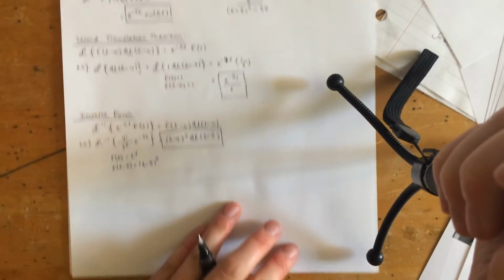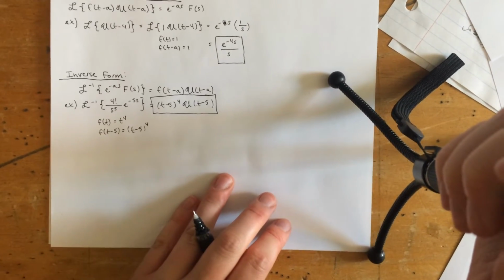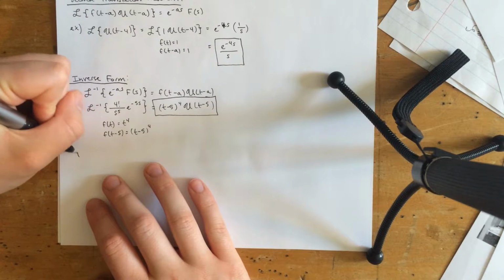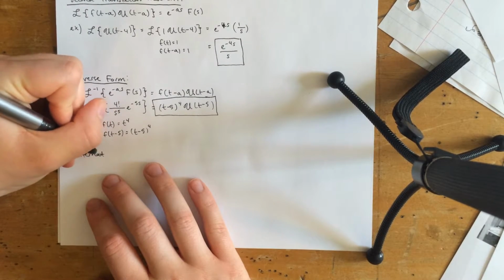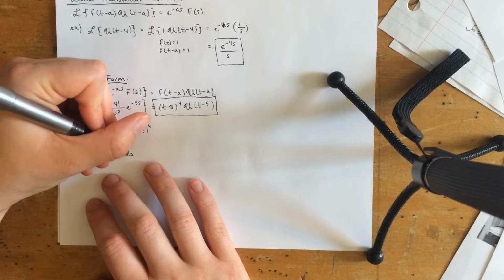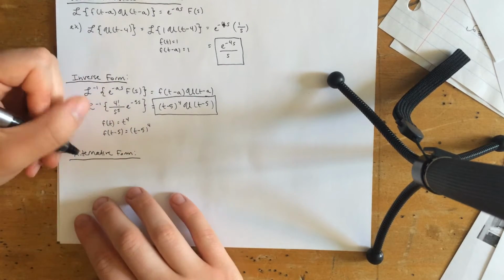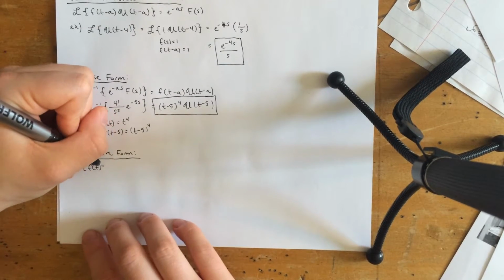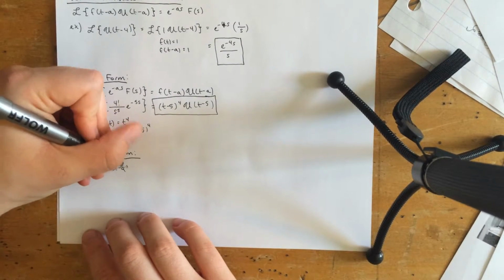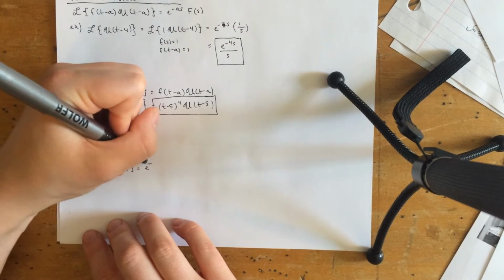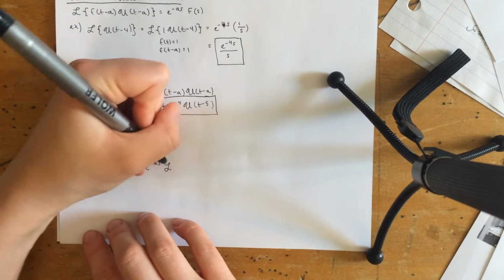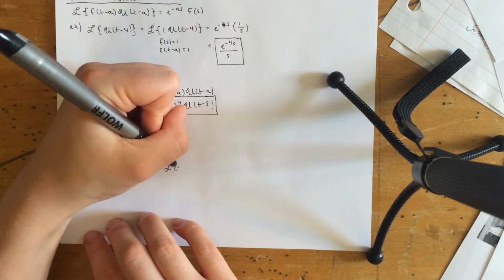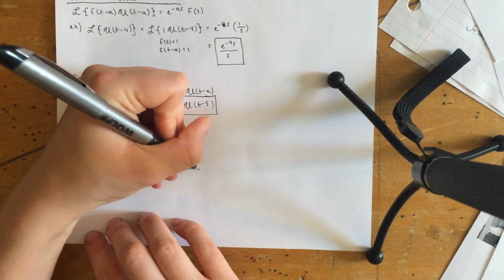And there's also an alternative form of this, and I find this makes it easier when you have a larger f of t with multiple values in it, or a polynomial. So the alternative form: the Laplace of f of t times Heaviside t minus a equals e to the negative as times the Laplace transform of f of t plus a.